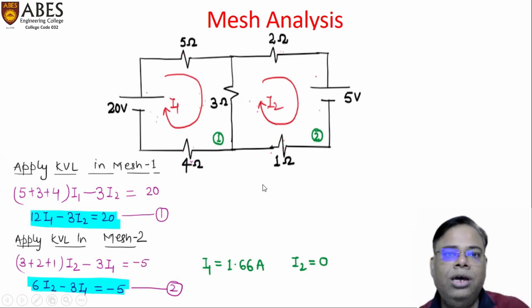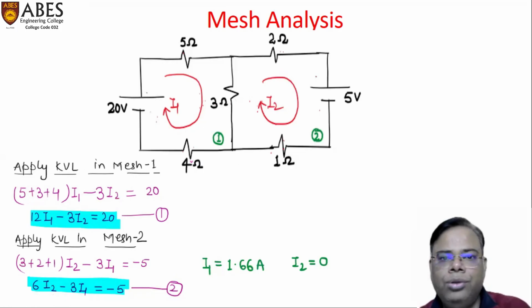And if we talk about the loop, any closed path of the circuit is known as loop. It means this circuit consists of three loops. First one is this mesh, second one is this mesh. This one is also called a loop. But if we remove this common branch, then it would be another loop. It means it consists of three loops.